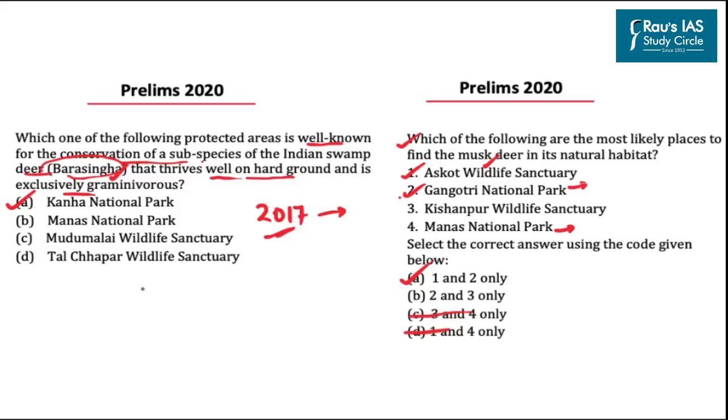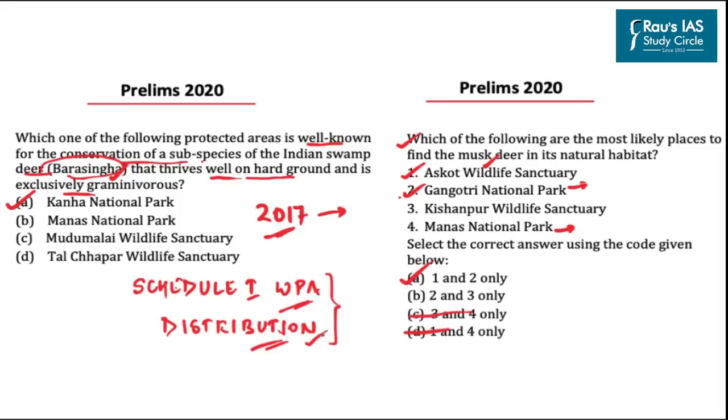Then some of the important species, especially Schedule 1 of the Wildlife Protection Act species are very, very important. And also the Government of India runs species recovery program for some 17 to 18 species. And so we have to learn their distribution in India because 90% of the questions so far have come checking the knowledge of the aspirant with respect to the distribution.